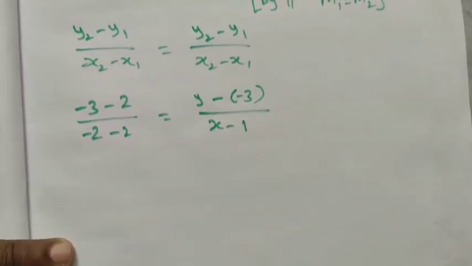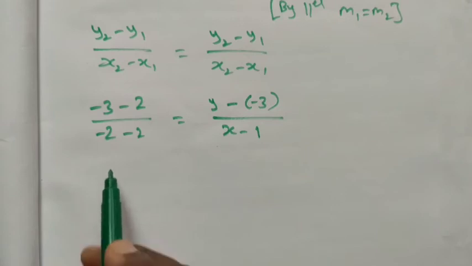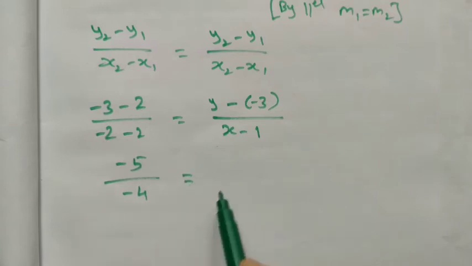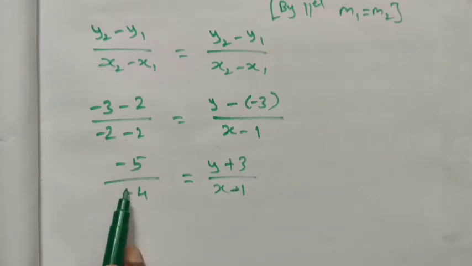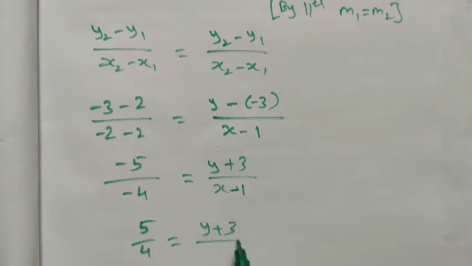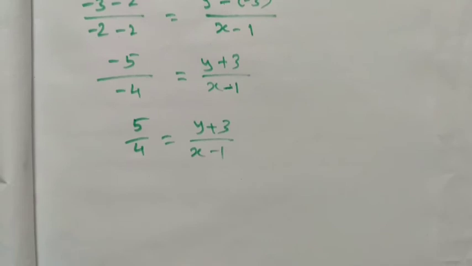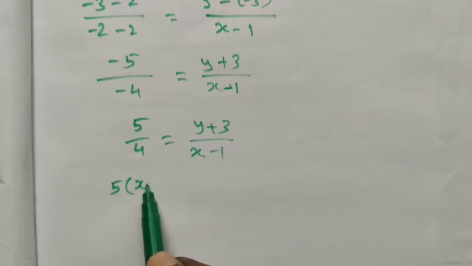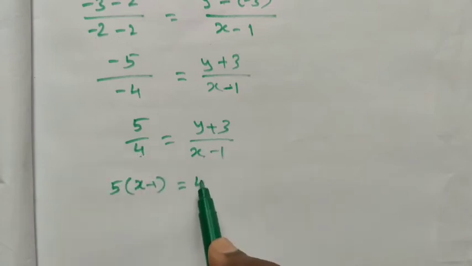Now solve this. Minus 5, both having the negative symbol, so minus 5 divided by minus 4 is equal to y, minus into minus, plus 3 divided by x minus 1, right? Both the numerator and denominator have the negative value, so we can cancel it. So we get 5 by 4 is equal to y plus 3 divided by x minus 1. Now cross multiplication: I take this term to here, 5 into x minus 1, and the 4 should be taken to the other side as a multiple, that is 4 into y plus 3.